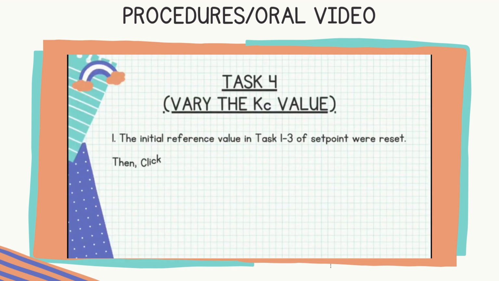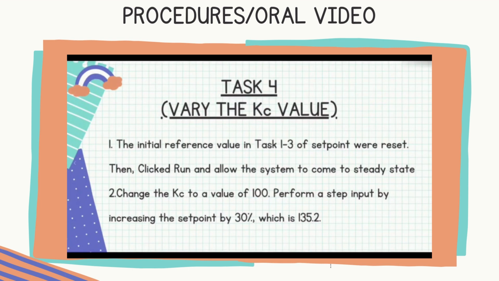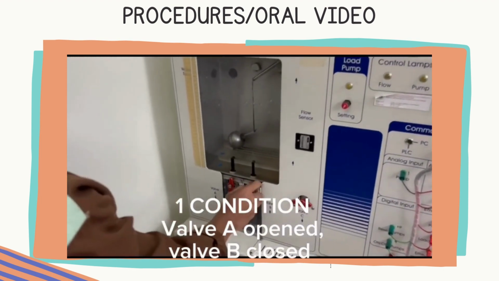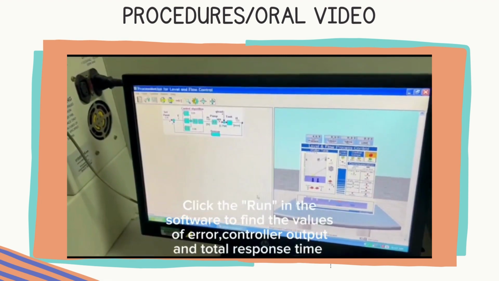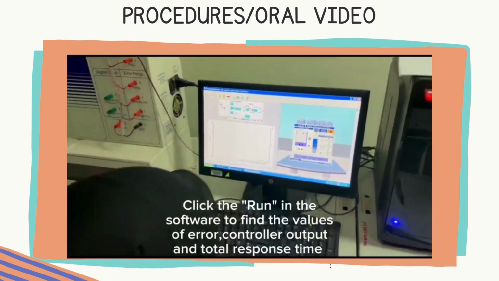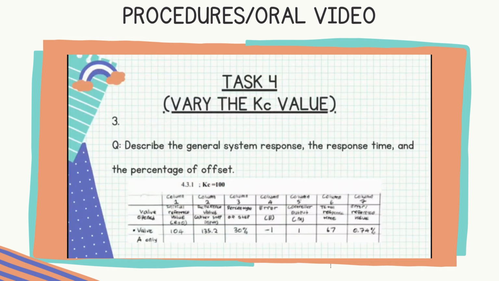Task 4, vary the KC value. With KC equal to 100, perform the step input, increasing the set point by 30%, which is 135.2. First condition with KC equal to 100: make sure valve A is open and valve B is closed. Then click run in the software to measure the error, control output and total response time. This is the result measured with only valve A open.